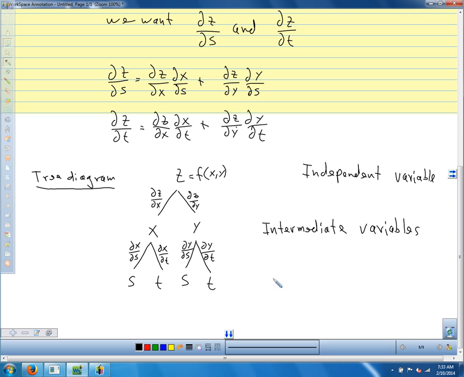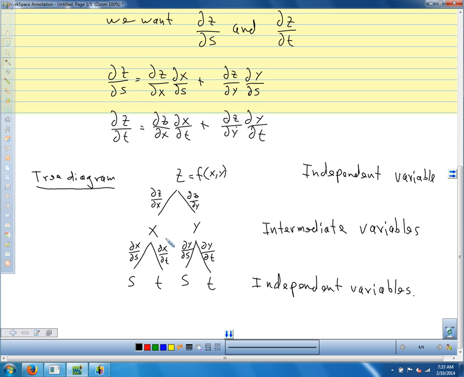And then our s and t are our independent variables. And on this last step, if we only have one independent variable, then rather than a partial derivative, we would just have a normal derivative. So if we just had x as a function of t, we wouldn't take the partial of x with respect to t, we'd just take the derivative of x with respect to t.